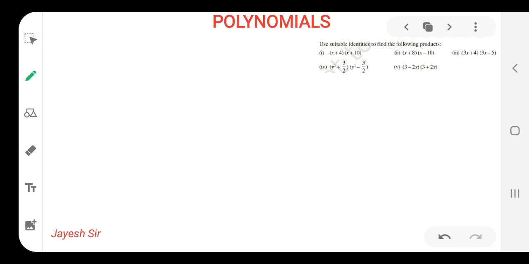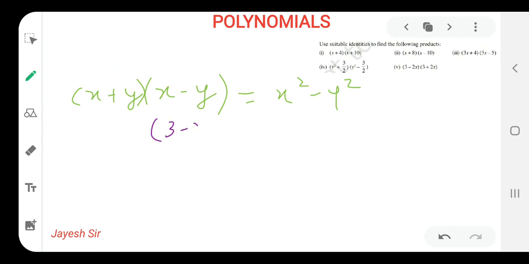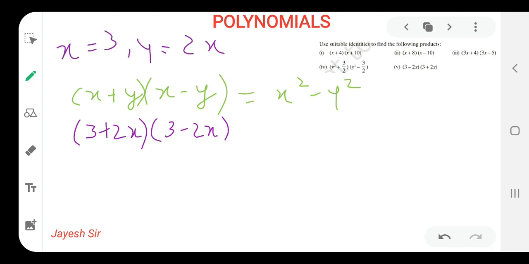So first let's write the formula: x plus y into x minus y, and the answer is x square minus y square. We all are capable of doing that. Now we will relate it with our question. The question is 3 minus 2x, or 3 plus 2x, that can be changed, 3 minus 2x over here and 3 plus 2x over here. After putting into the formula, x is to be related as 3 and y is to be related as 2x. We can do that in the previous third or fourth sum also.